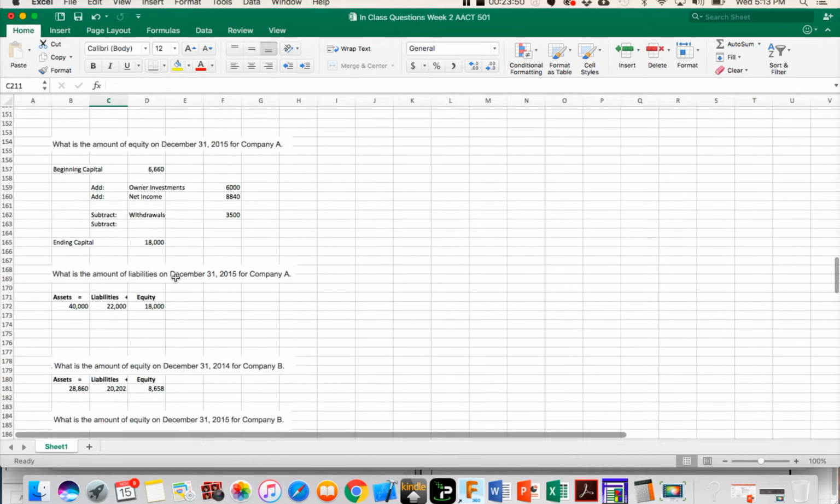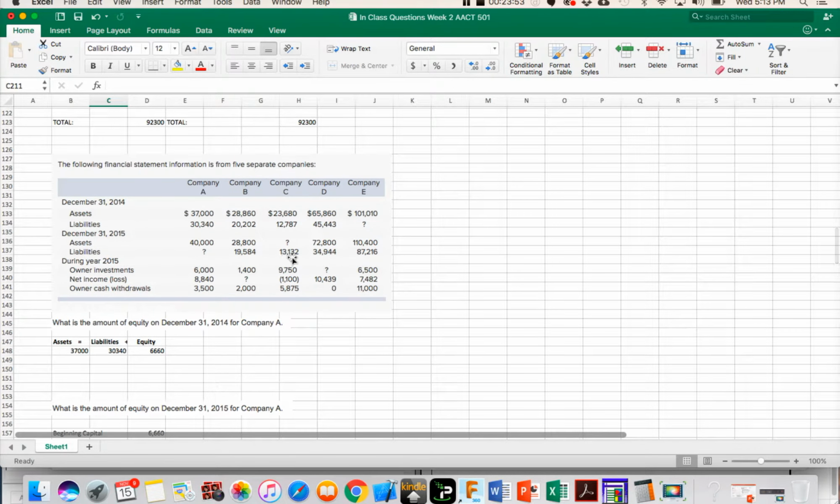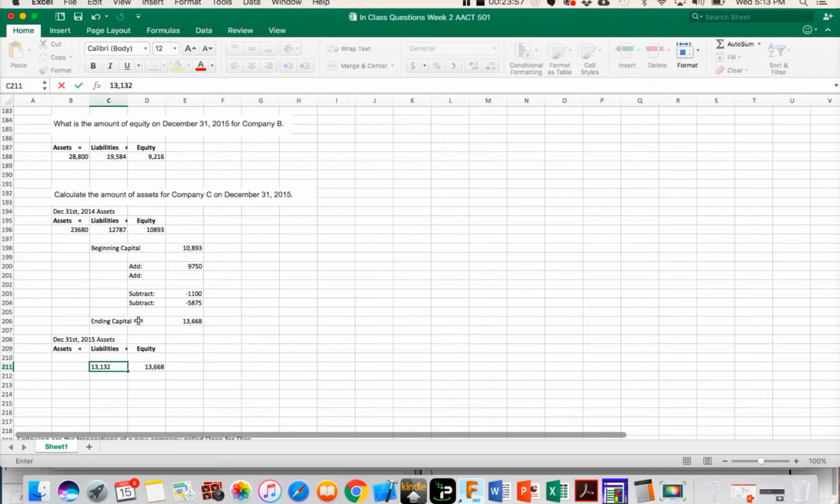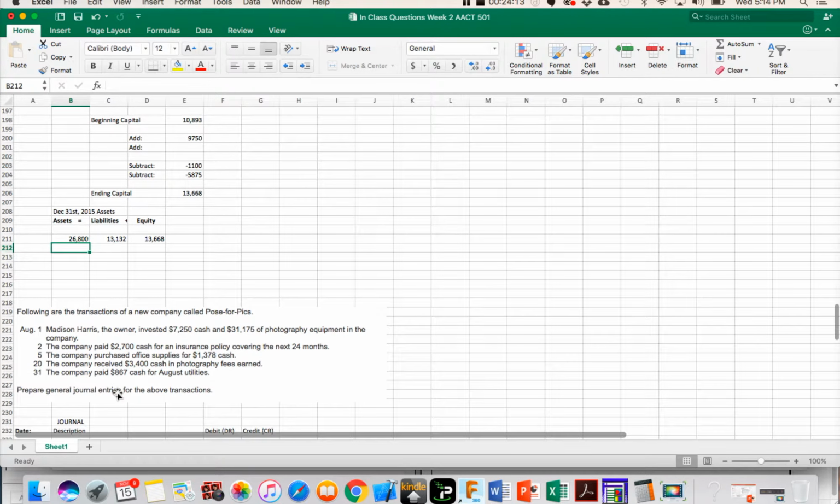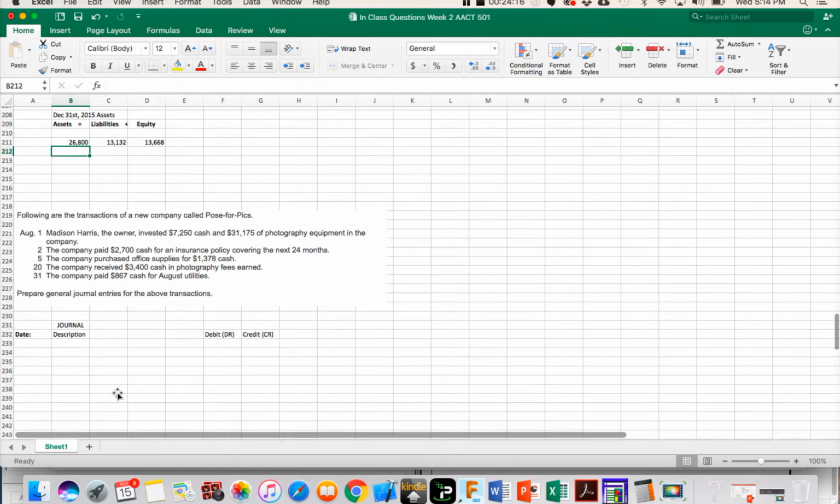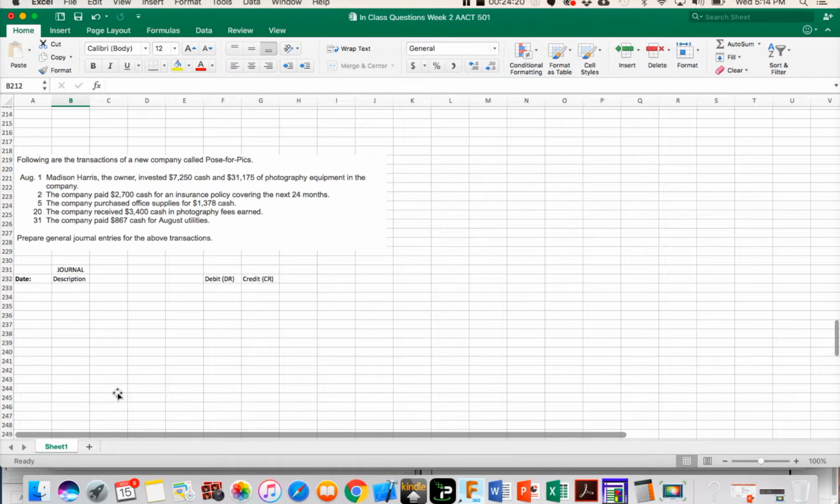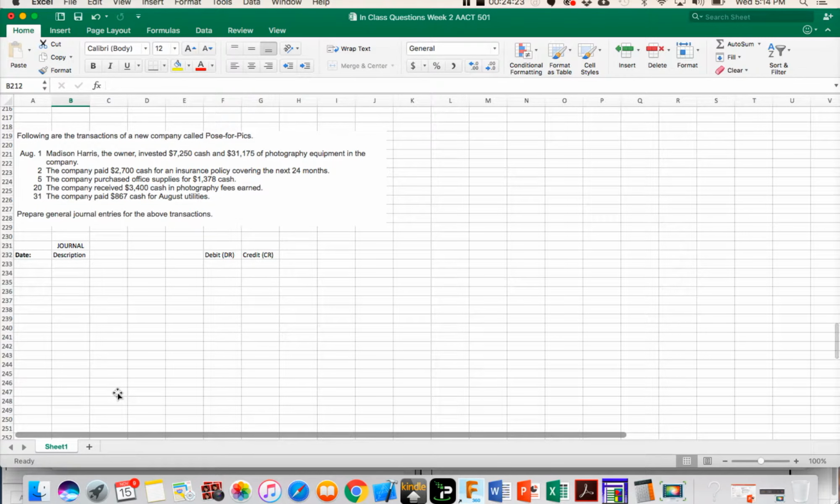We're also given liabilities right there, $13,132. And now we just need to figure out this, and we already have it in the right format. Just add those two together. That plus that. And there we go for that one. Okay, so that's, I believe, all of the algebra we're going to do for this particular class. And then we're just going to do some of these journal entries.